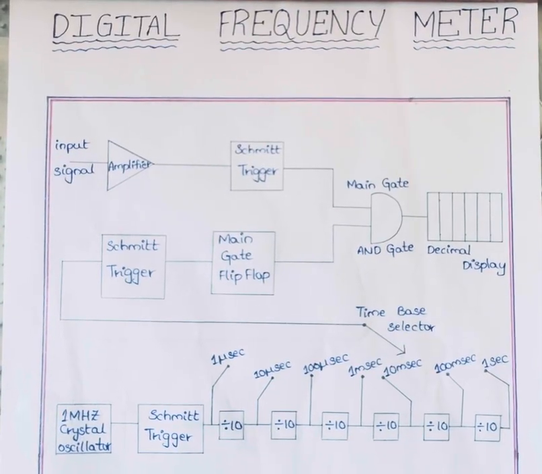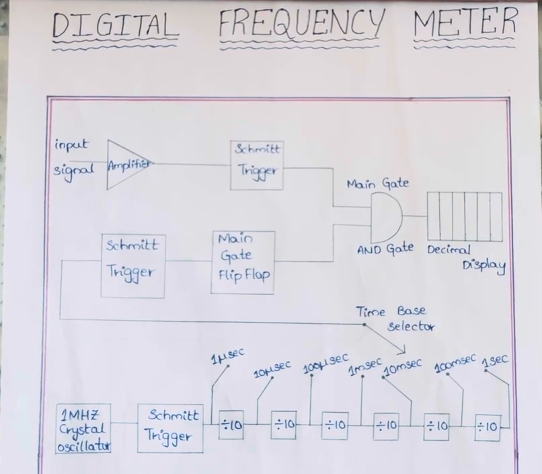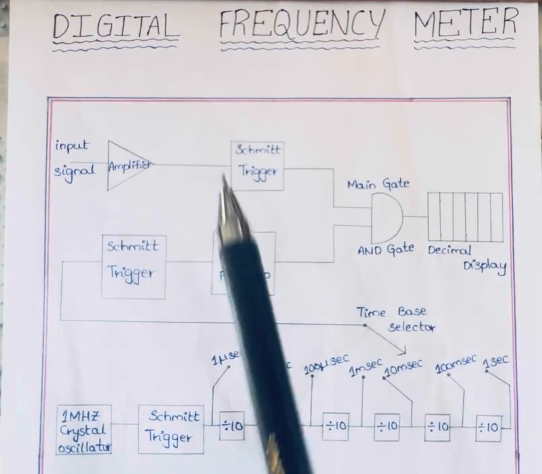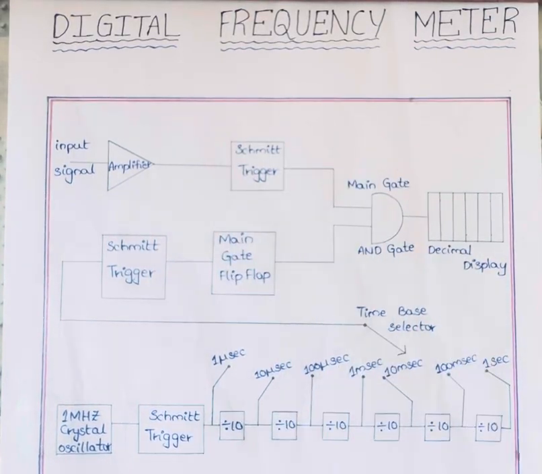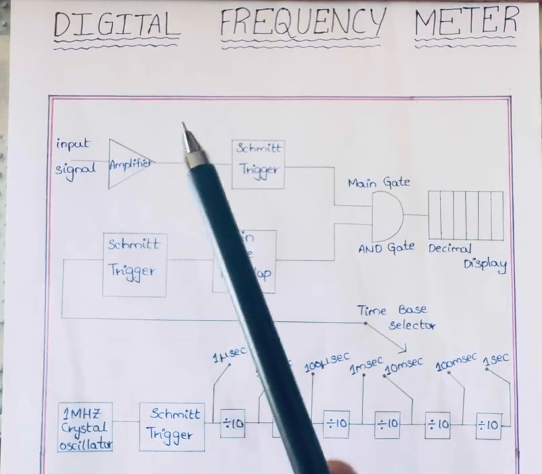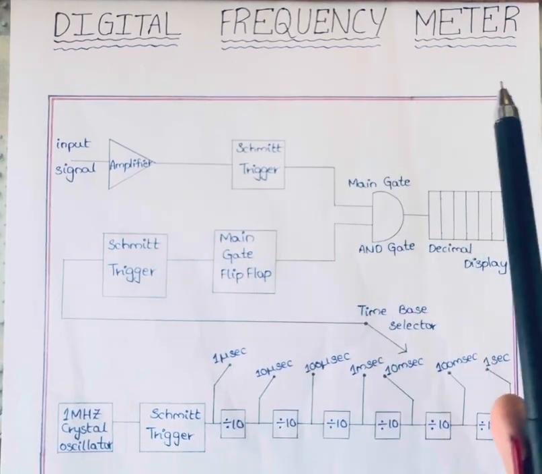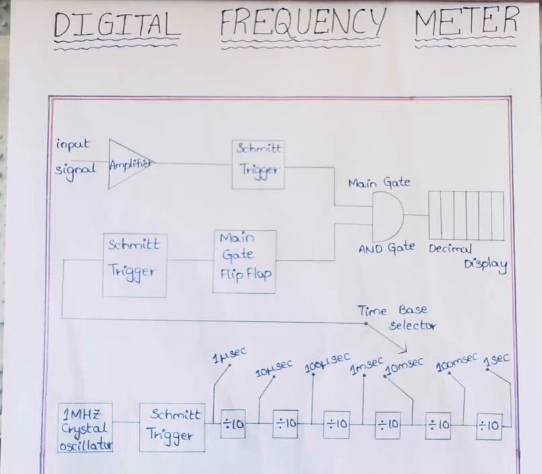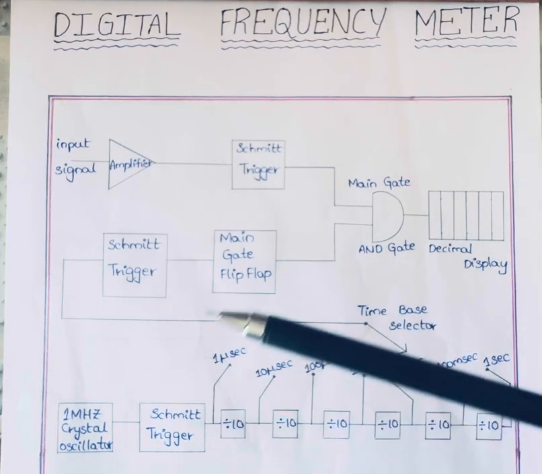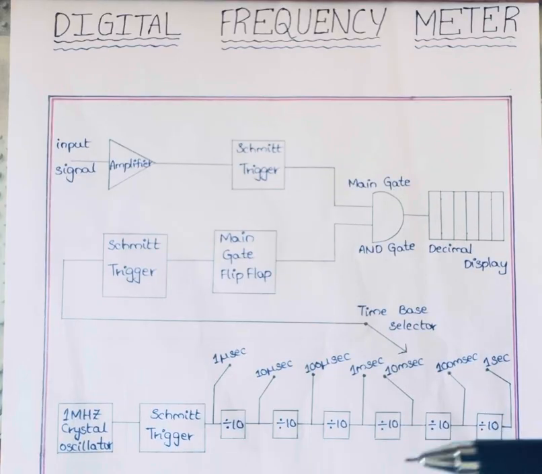Good morning, students. Now we will discuss the digital frequency meter. Digital frequency meter means how the frequency is measured by using a meter. Here we have a simple block diagram for a digital frequency meter. Now I will explain each and every block and how to measure the frequency by using this.